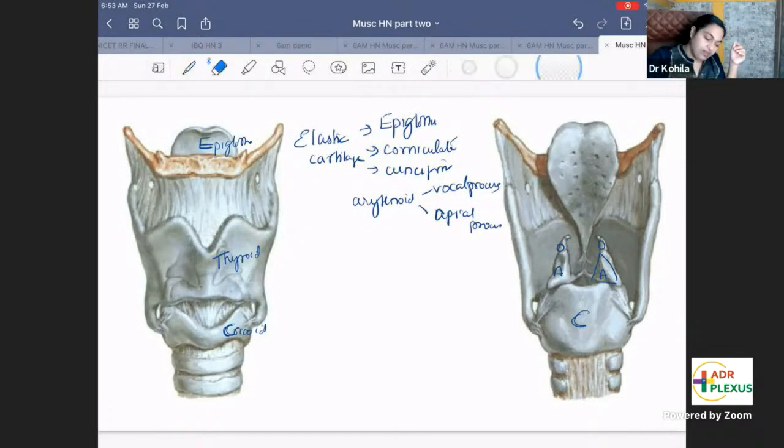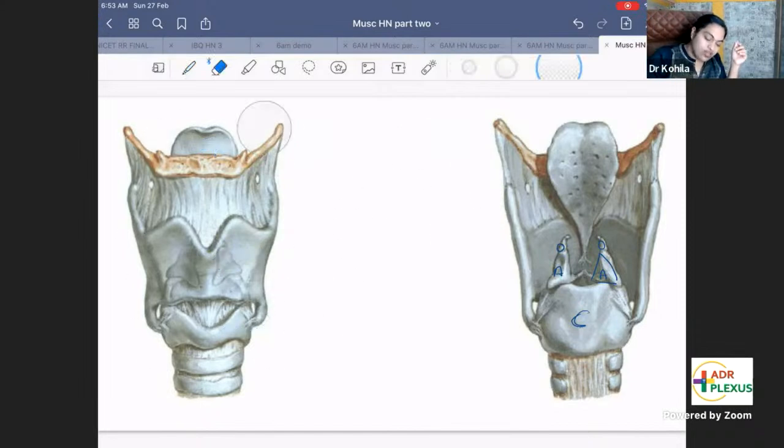So epiglottis, what are the muscles related to the epiglottis? You can see the epiglottis here. You can see it here, right?